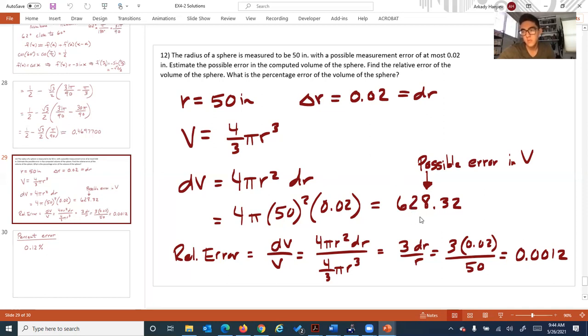Okay, are we done with 12? The only thing that's not here is still the percent error. So all you do is you convert this to a percent. So not bad. About 1/10% error on that as we look at it.